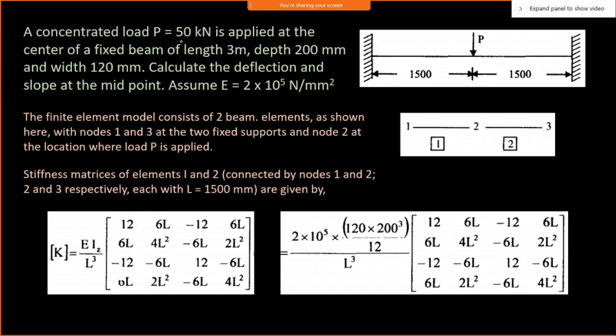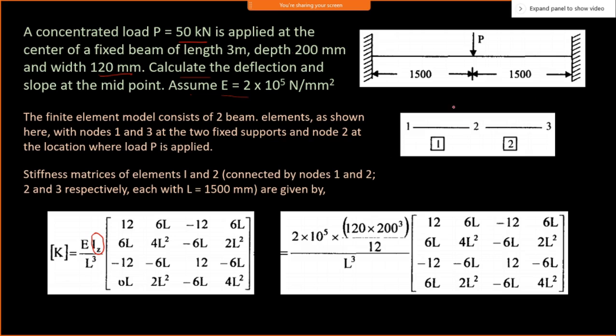In this, a concentrated load of 50 kilonewton is applied at the center of the beam, and the entire length of the beam is 3 meters, the depth is 200 mm, and the width is 120 mm. Calculate the deflection and slope at the midpoint. This depth and width will be used to calculate I. The length is already given, and the E value is already given.